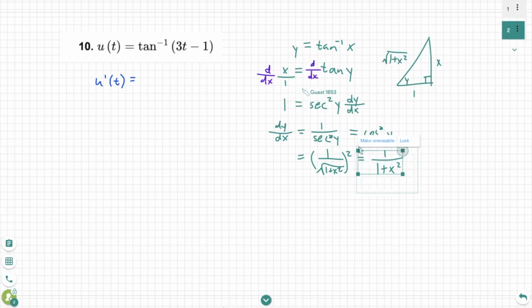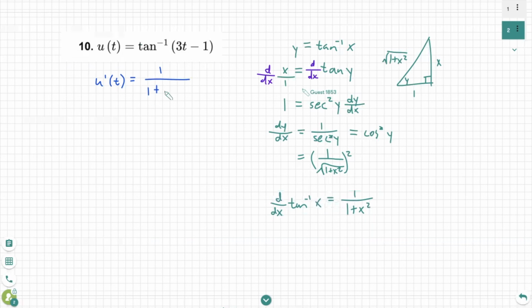Okay, does that make sense? It does. Wait, so 1 over 1 plus 3t minus 1 squared, times just 3. Yeah, so you come out to 3 over 1 plus 3t minus 1 squared. All right, that should be it.